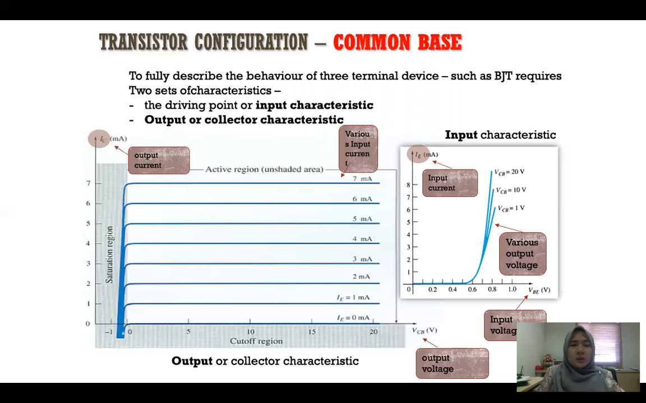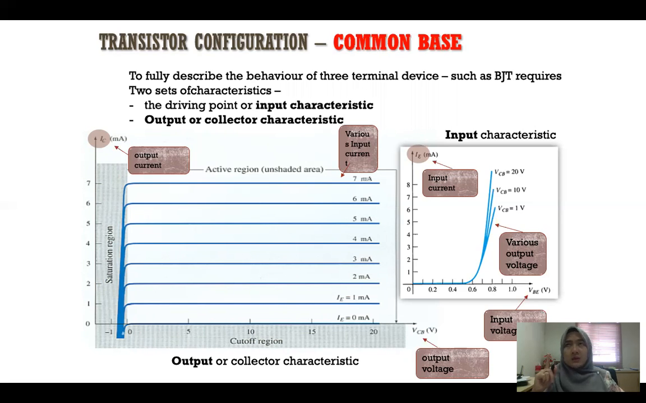To fully describe the behavior of a three-terminal device such as the BJT requires two sets of characteristics. Remember in chapter 4 for the diode, you have the VI characteristic in the graph, the diode VI characteristics. You only have one graph.